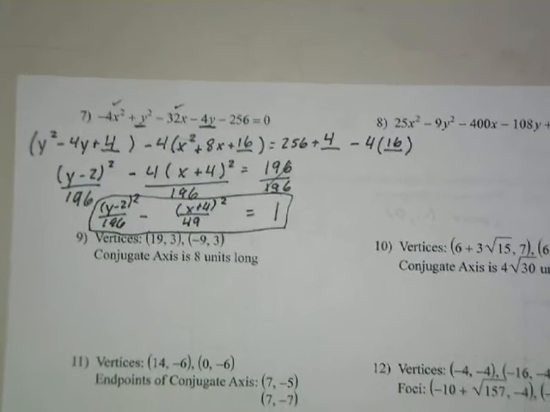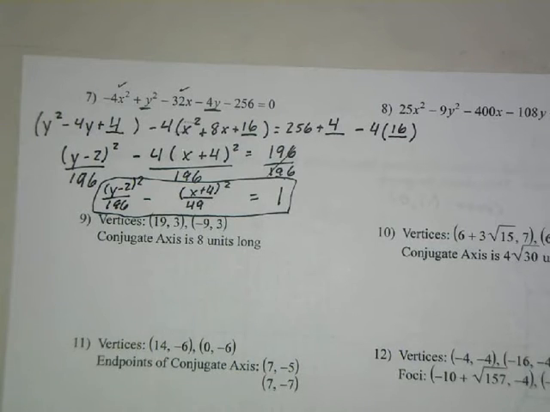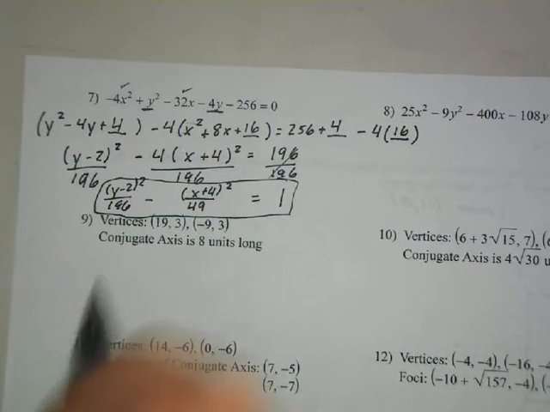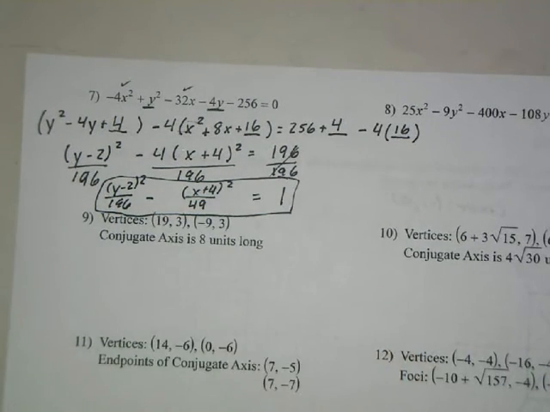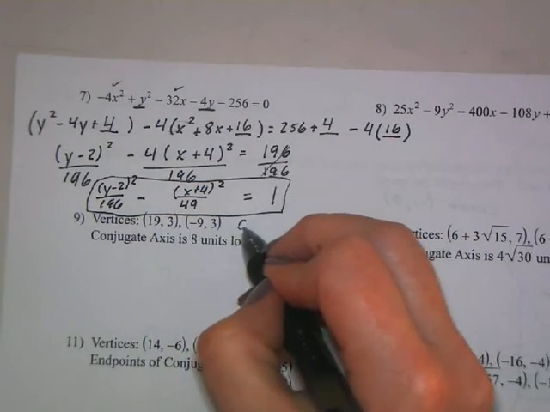All right, let's do number 9 to show another way with some different information of how we would do this. All right, vertices. Your center is in the middle of your vertices, so let's find the average x value.